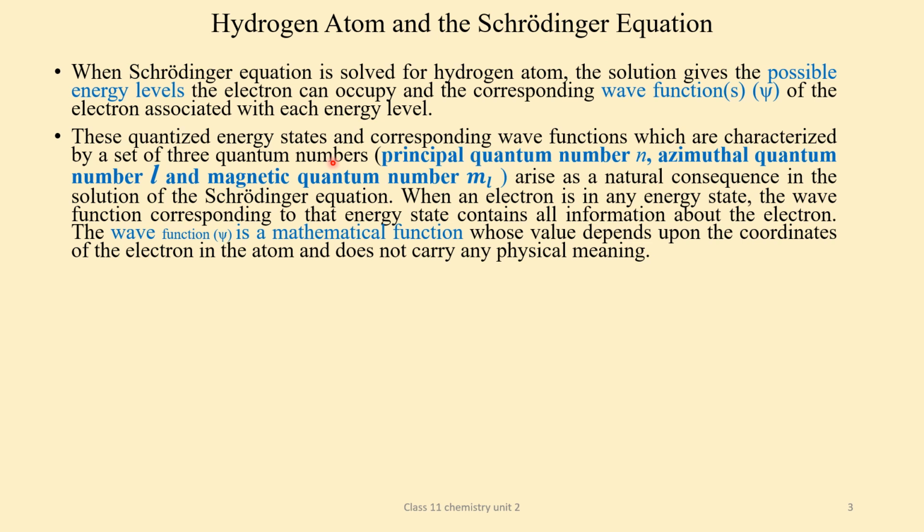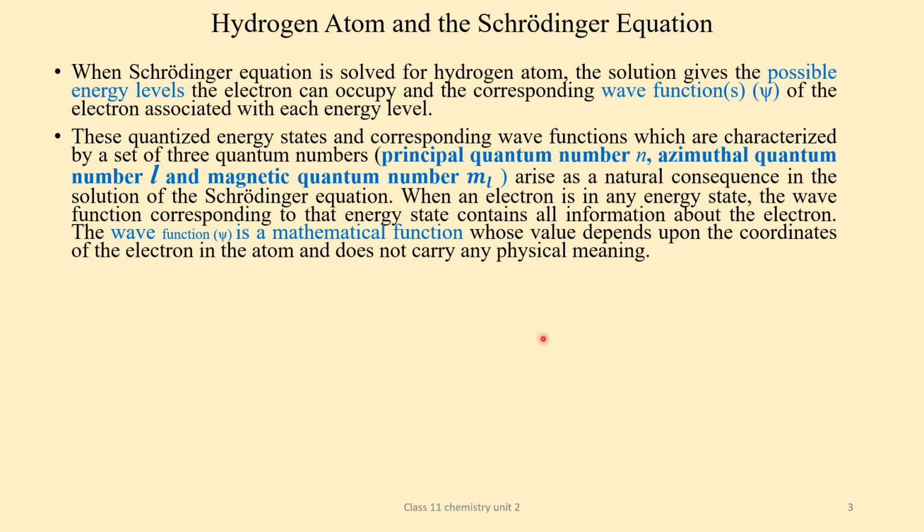These quantized energy states and corresponding wave functions are characterized by a set of three quantum numbers. These quantum numbers are the principal quantum number, whose symbol is small n, the azimuthal quantum number represented by small l, and the magnetic quantum number m subscript l, which arise as a natural consequence in the solution of the Schrodinger equation.